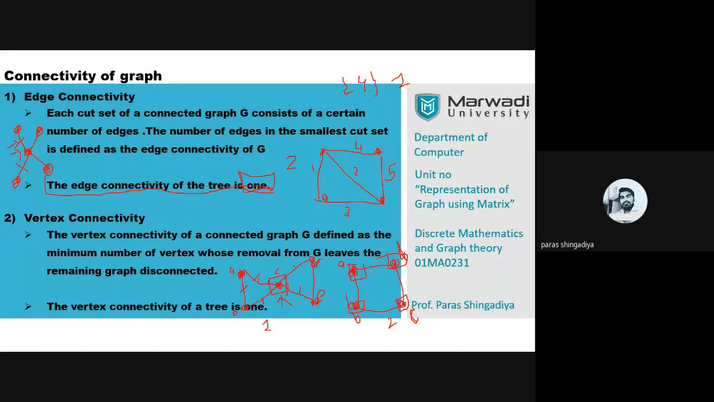And for any tree, the vertex connectivity is 1. For any shape of tree, if you delete a single vertex, the graph becomes disconnected. So the vertex connectivity of a tree is 1. Okay. Now it's clear. Is there any doubt for anyone? No, sir. Okay, good. Remaining students, is there any doubt?